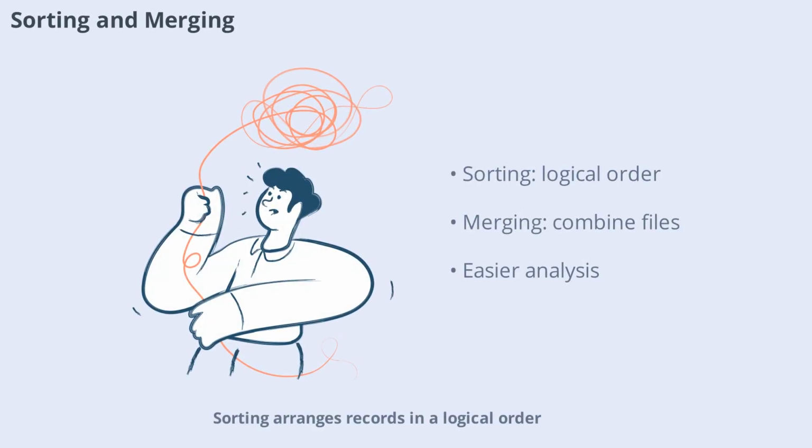Sorting arranges records in a logical order, such as alphabetically or numerically. Merging combines records from two sorted files into one. These operations are essential for organizing and integrating data, making it easier to search and analyze information.